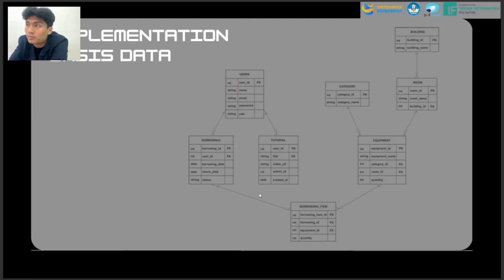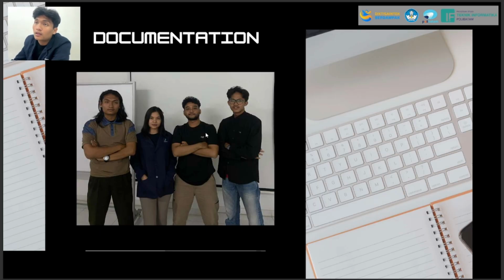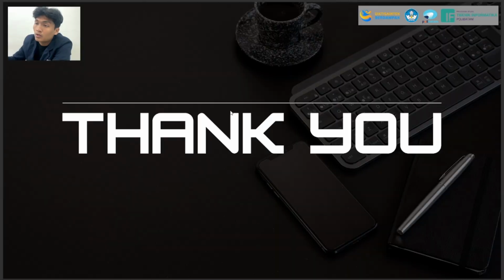For the database implementation, the primary key is ID. It's the same for all of our database tables: user ID, category ID, room ID, and all of them have the primary key ID. This is the documentation we have to show to you. This project we build together. So this is our presentation. Good evening, good afternoon, good morning, and thank you.